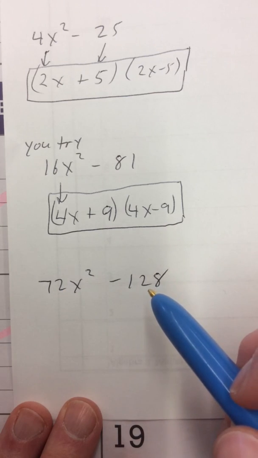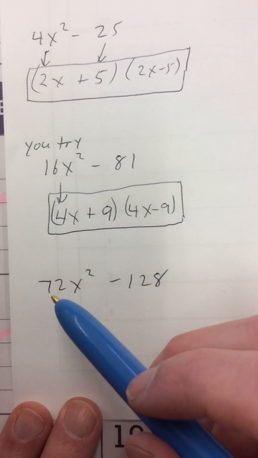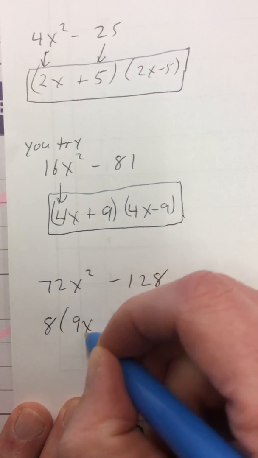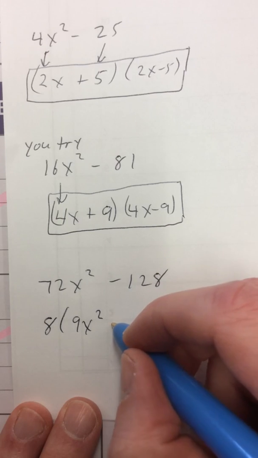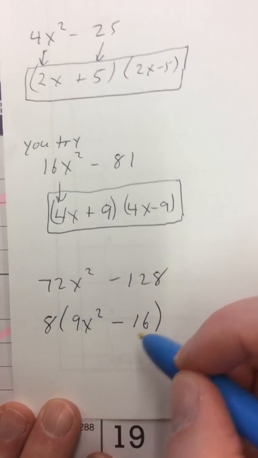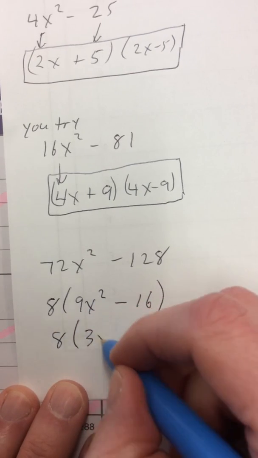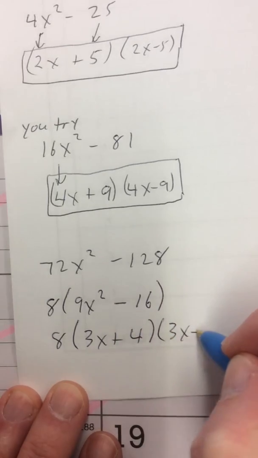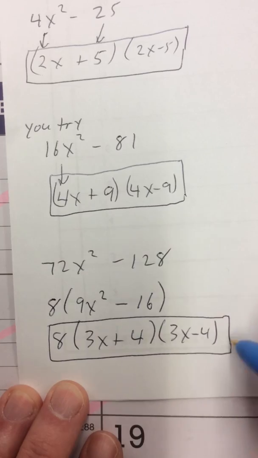And so if we look here and here, we see that 8 actually goes into both of these things. So 8 goes into 72 9 times. We have 9x squared. And 8 goes into 128 16 times. So after factoring out the GCF, we see that we have now the difference of squares here, and we just apply the root plus minus thing. So the square root of 9x squared is 3x. The square root of 16 is 4. We do a plus, and we do a minus. And we're done. So difference of squares, easy enough.